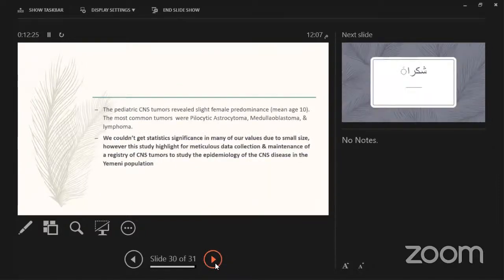The pediatric CNS tumors revealed slight female predominance, mean age 10. The most common tumors were pilocytic astrocytoma, followed by medulloblastoma, then lymphoma. We couldn't gain statistical significance in many of our values due to small sample size. However, this study highlights meticulous data collection and maintenance of a registry of CNS tumors to study the epidemiology of CNS disease in the Yemen population. Thank you.